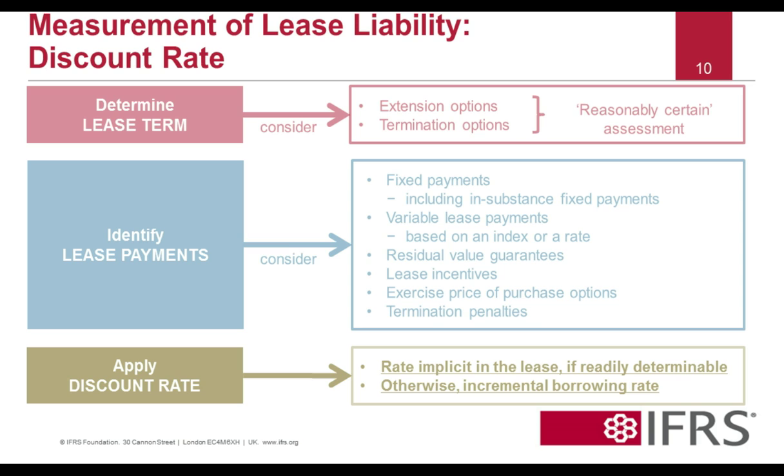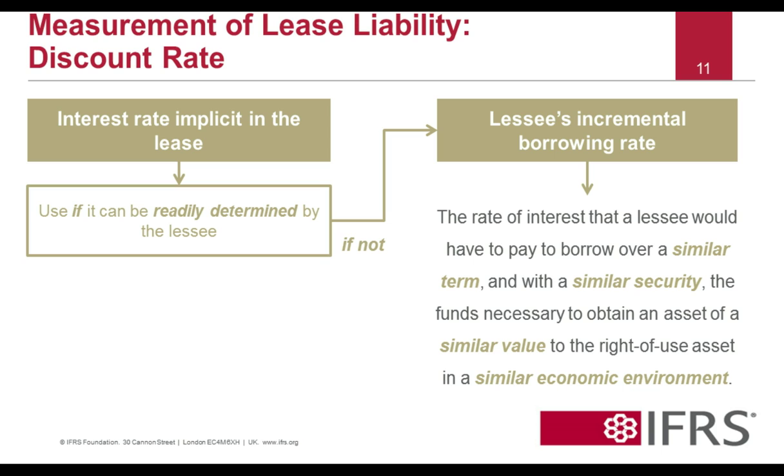So let's move on then to talk about discount rate. And this is the final input into the initial measurement of a lease liability. So having determined the lease term and identified the lease payments during that term, a lessee then applies an appropriate discount rate to arrive at the lease liability. Now there are two discount rates that may be relevant applying IFRS 16. The first of these is the rate implicit in the lease.